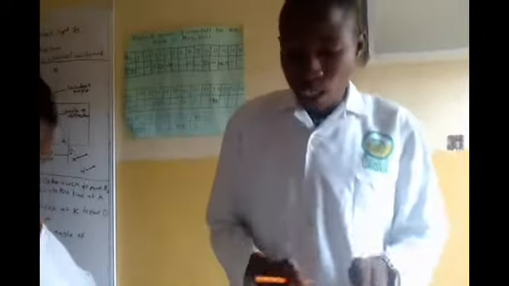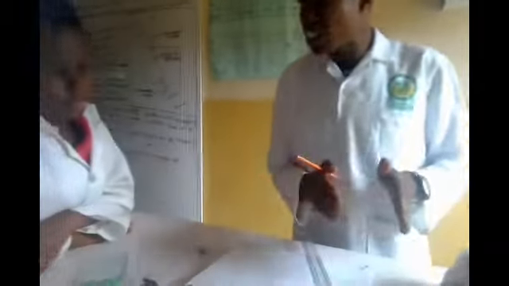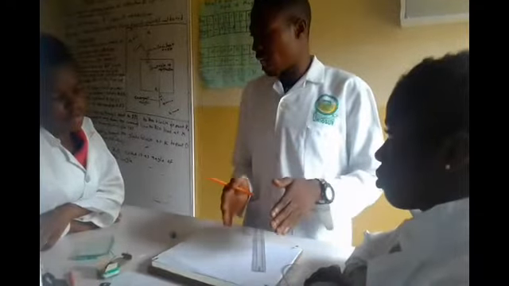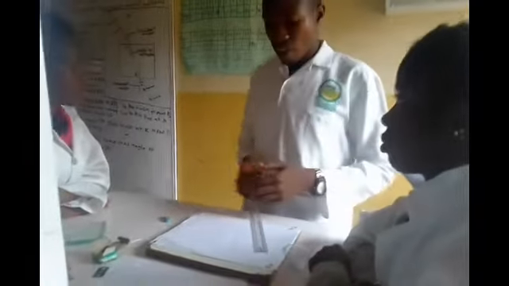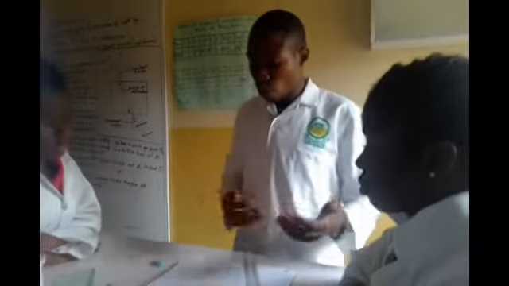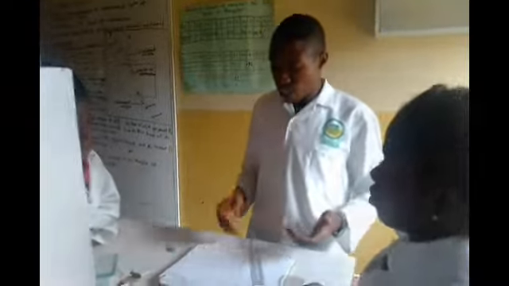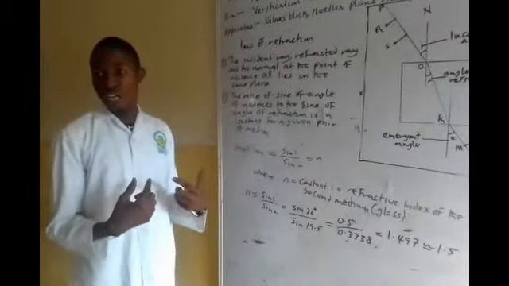Are you getting me now? Because it has passed through another medium, this glass, there is a bending in its path. This bending is what we call the refraction process. So let's go back to the board so that we can prove more on Snell's law, which shows the relationship between the angle of incidence and the angle of refraction.